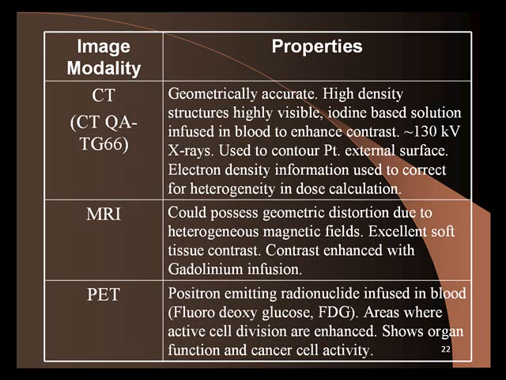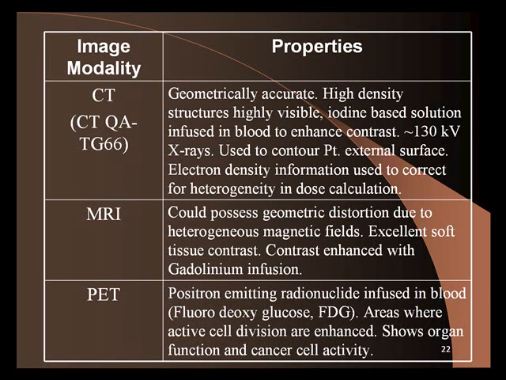We use CT scans to contour the patient's external surface. Remember how I said it's important to see the external surface for calculation? We need that. Electron density information is used to correct for heterogeneity in dose calculation. So when we're calculating dose, the photons will get through air easier than they'll get through bone. So we use the CT scan information to give us that information about air versus bone versus soft tissue, and so we can calculate our dose more accurately because we know the difference in density. Okay, so those are the main points of why we use CT scans in radiotherapy.